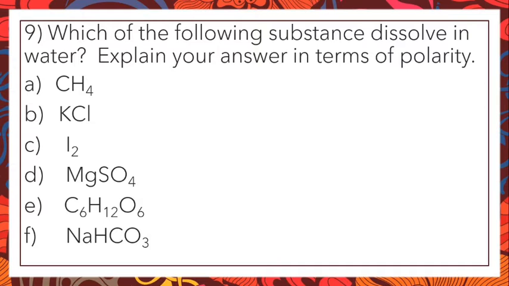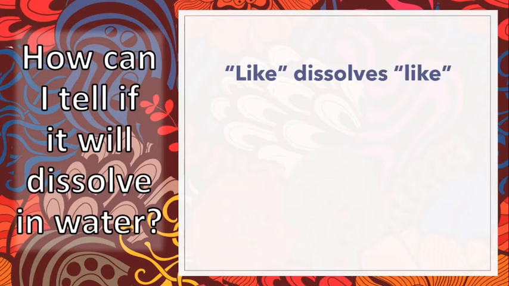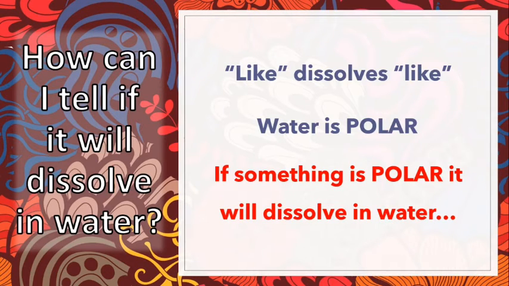So, in order to answer the question of how can I tell if it will dissolve in water? What we talked about is that dissolving comes down to that "like dissolves like" phrase, which means polar water is going to dissolve other polar things. So if something is polar, it will dissolve in water. That's what our podcast has kind of given us in pieces. But we have to think all the way back to unit 4 or 5, I don't even remember, to remember how to tell if something is polar.